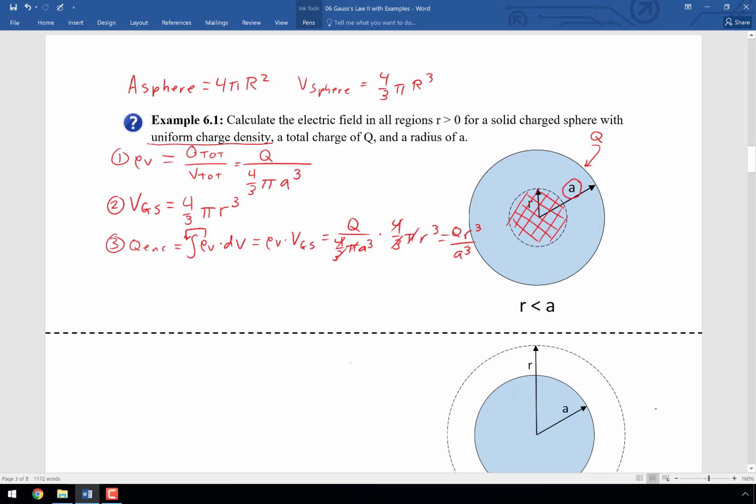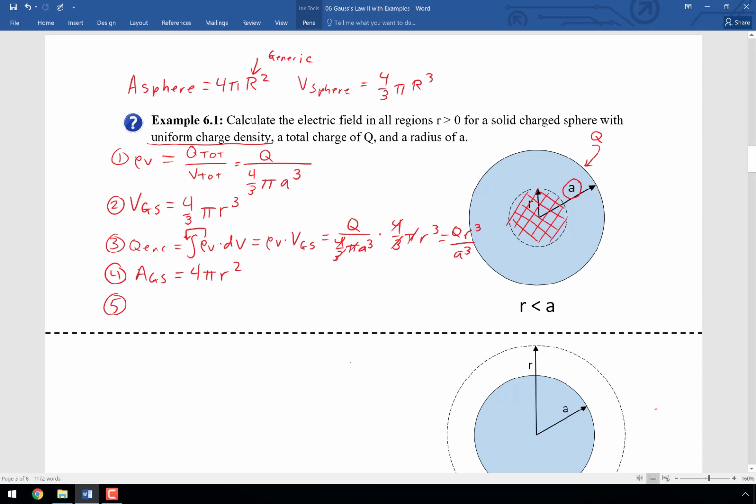And then step 4, I'm kind of going to run out of room here a little bit. The area of the Gaussian surface is the area of a sphere with a radius of r. So this is 4 pi little r squared. Up here I'm using this capital R as generic, but within the problem solution itself, we have a sphere of radius a, and then we have a Gaussian surface of radius lowercase r.